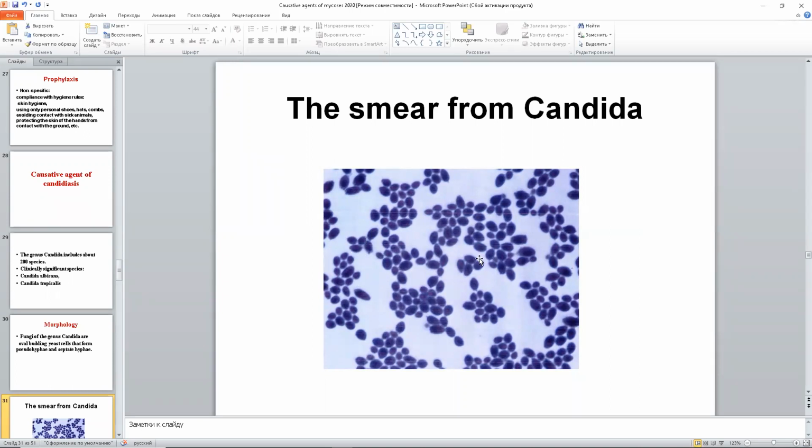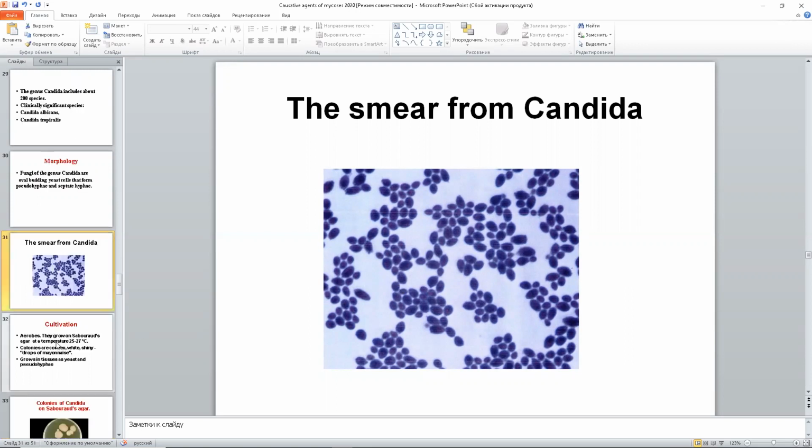In this smear stained by the Gram staining method, it's possible to use Gram staining, and the fungi have a color of gentian violet. It is possible to use another staining method like the Ziehl-Neelsen staining method. They will get red color. Then with the Giemsa staining method, they will get blue color. So it depends on the staining method.